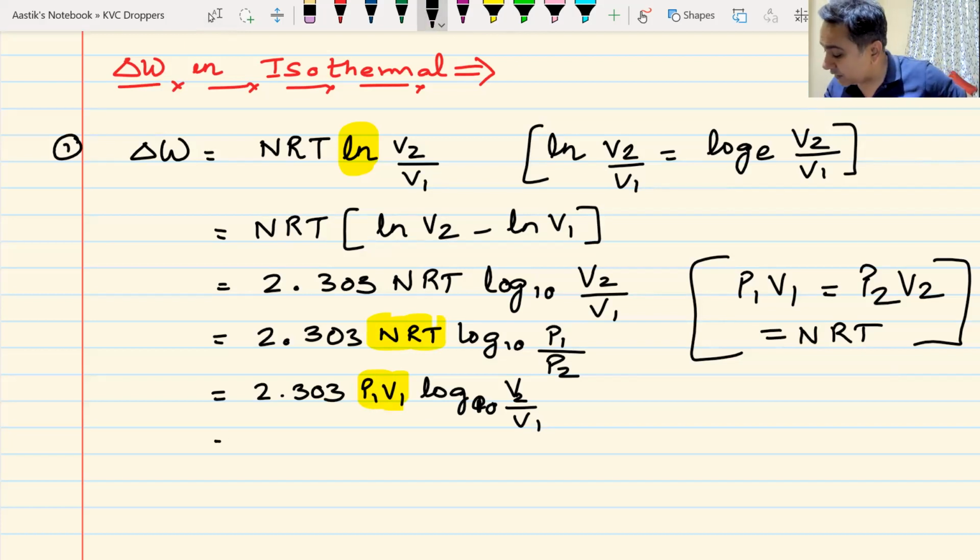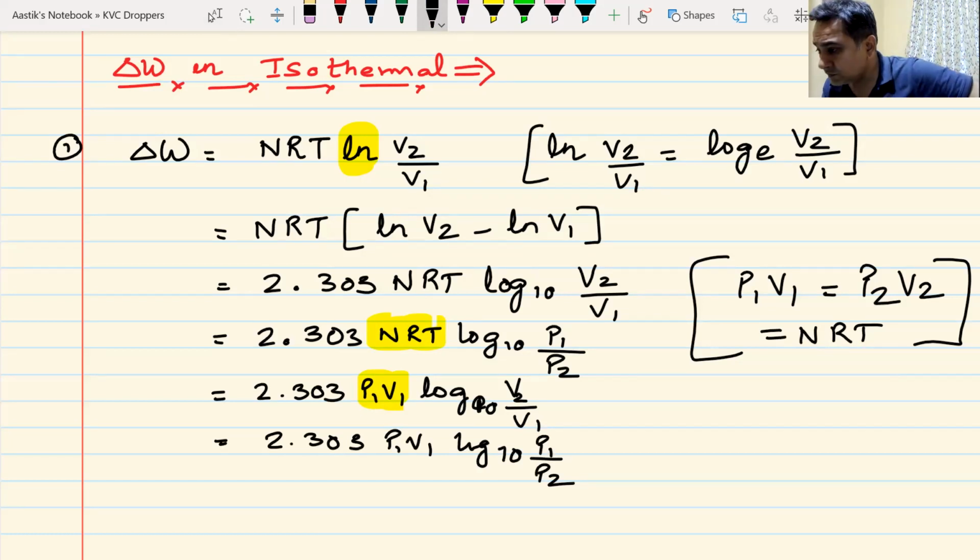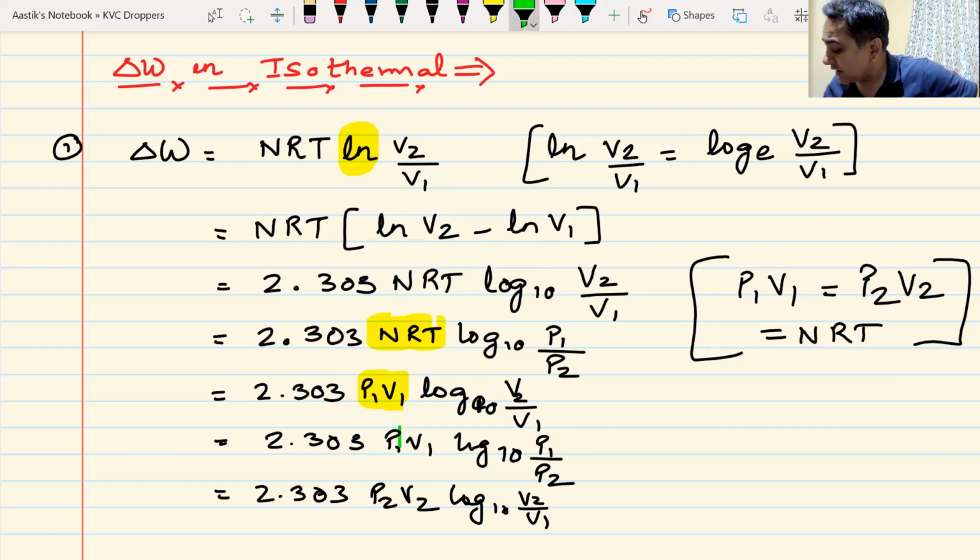Again, I could write this in a different way. 2.303, I take P1 V1 same, I take log to the base of 10 same, but now I write P1 by P2. Do you understand what I've done? Instead of V2 by V1, I've written P1 by P2. Remember, they are not different things; it is one thing written in different ways. Now 2.303, I write P2 V2 log to the base of 10 V2 by V1. What I have done here is I have replaced P1 V1 by P2 V2. Nothing else.